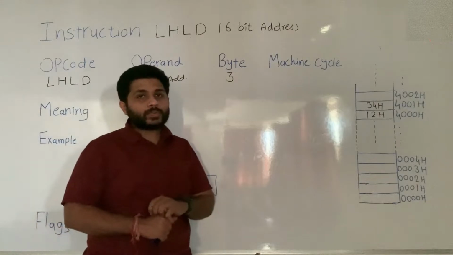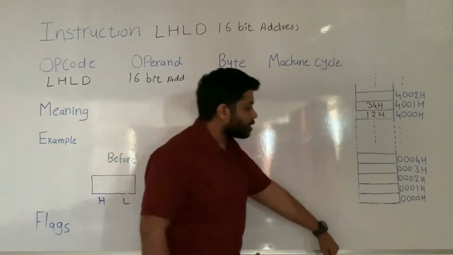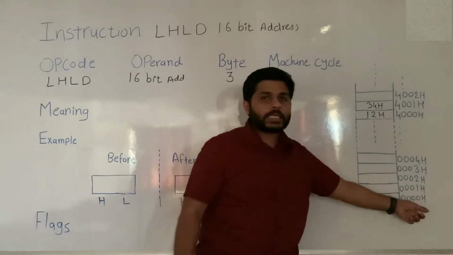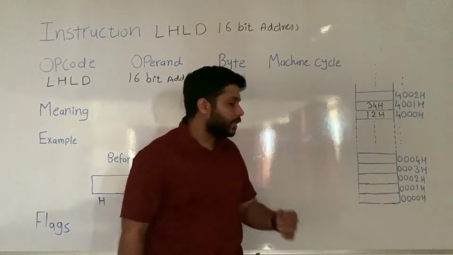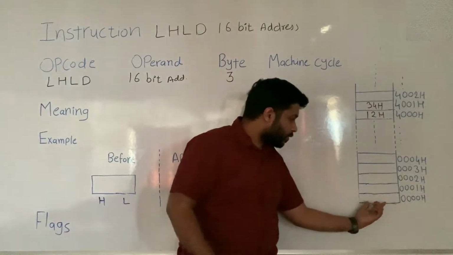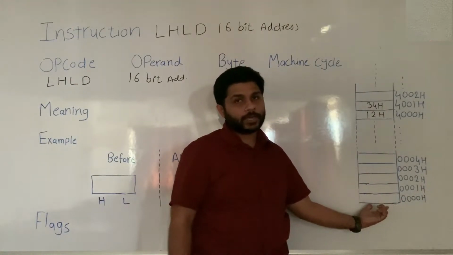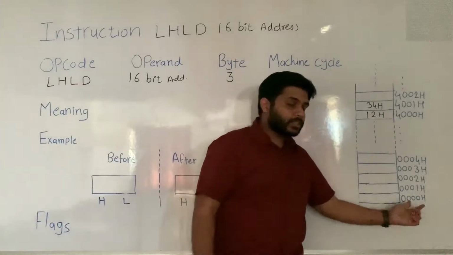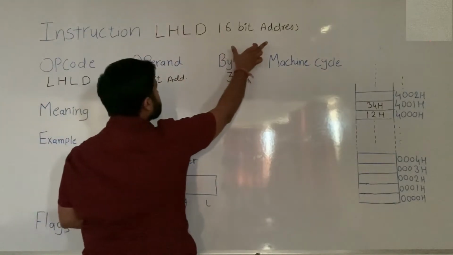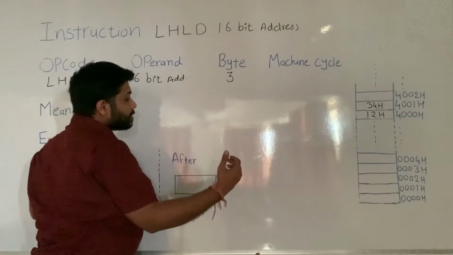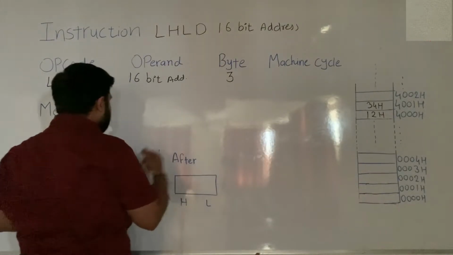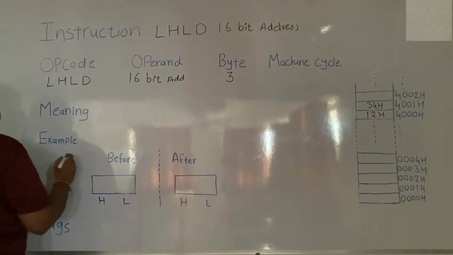Now here you have to notice one thing. In the memory of the microprocessor, the size of one address is 16-bit. It is represented in hexadecimal. If you convert it into binary, the size of one address is 16-bit. The data which can be stored in one location is 8-bit. So at a 16-bit address, only 8-bit data can be stored. So LHLD 16-bit address means the data which is present in the 16-bit memory location will be transferred to the HL pair. Let's see one example so that you can understand.